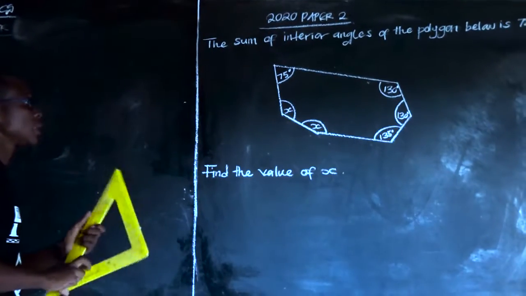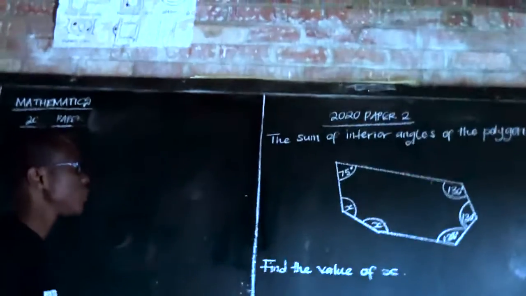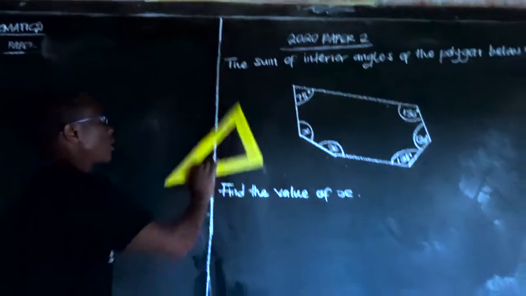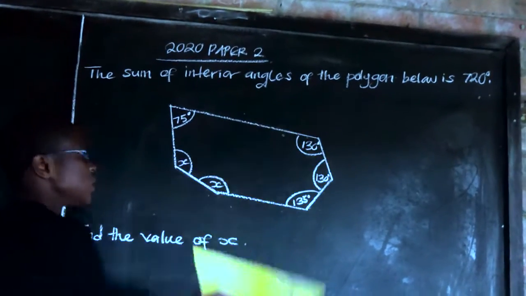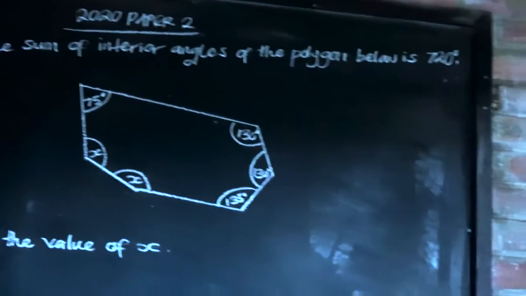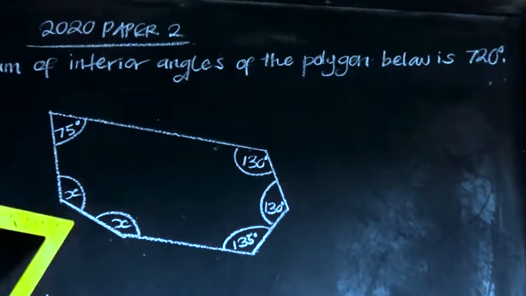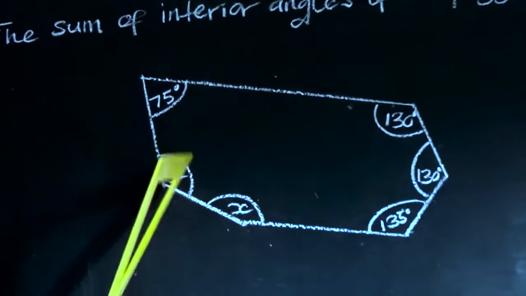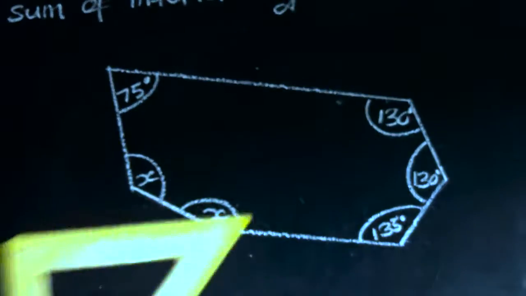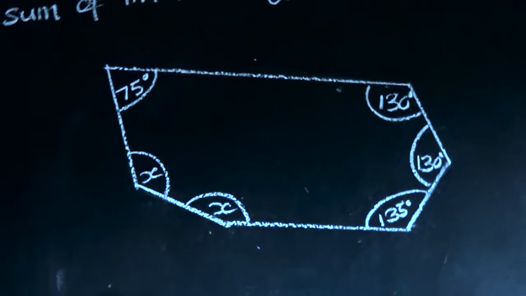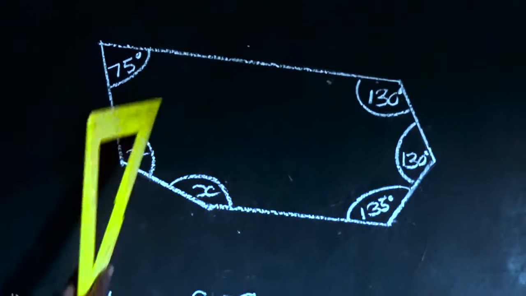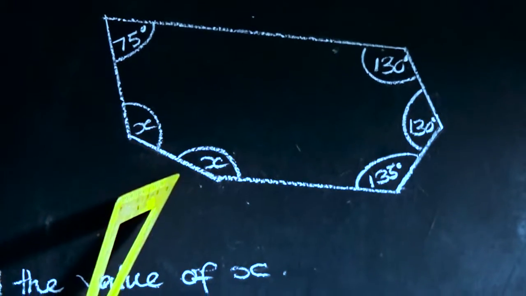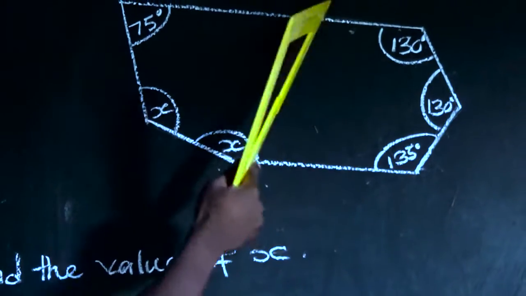Okay, now let us look at 20 paper 2. It's saying the sum of interior angles of the polygon below is 720. Okay, so the sum of interior angles of this polygon is what? 720 degrees. That is the sum of interior angles. Okay, so now this polygon, it has how many sides? 1, 2, 3, 4, 5, 6.